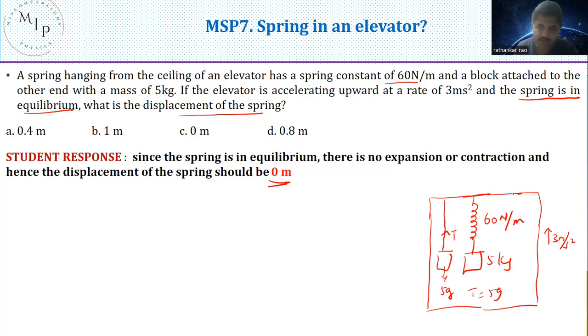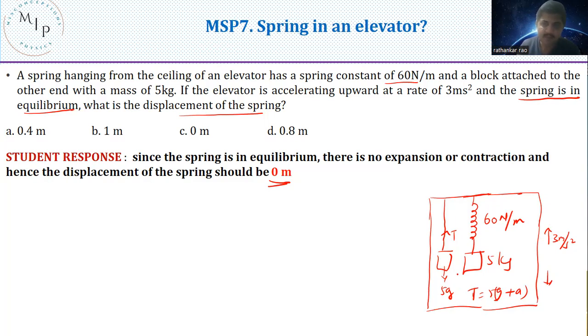If the lift is going upwards, then what will happen to tension? The tension will increase, right? Why increase? Because if this is going up with this acceleration, then a pseudo force will act downwards. There's already a force 5g acting downwards. This will get added to it. So this will become 5 into (g plus a). Very simple. This you have learned in pseudo forces. Therefore T is equal to 5 into (g plus a).